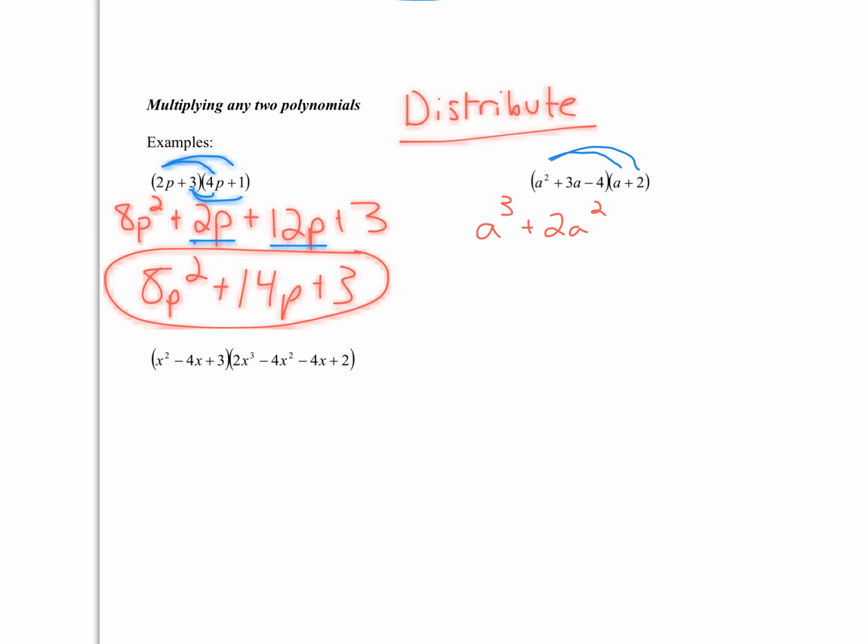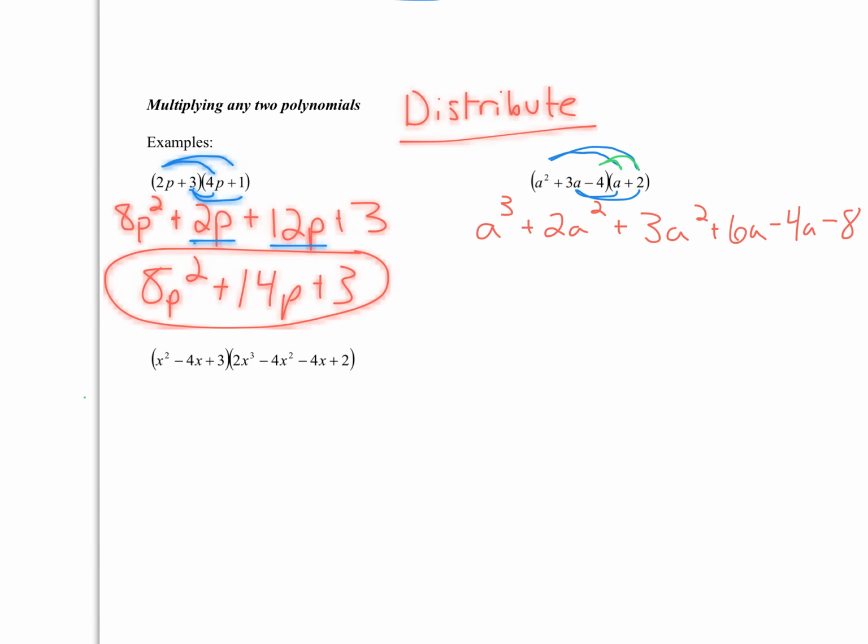Now I need to multiply 3a times both terms. 3a times a is 3a squared, 3a times 2 is 6a. Last, I need to multiply the negative 4. I'll use green here so you can see it better. Negative 4 times a, negative 4 times 2. So negative 4 times a is minus 4a, negative 4 times 2 is minus 8.